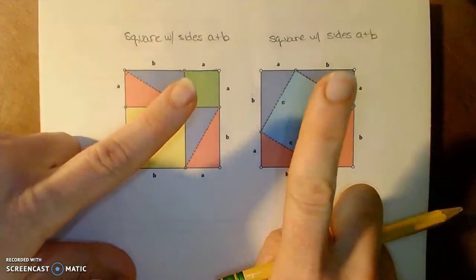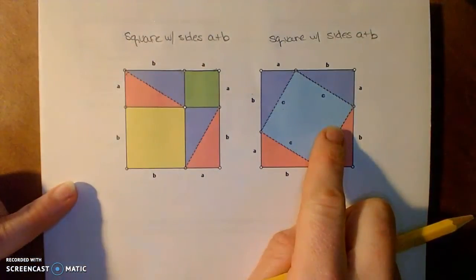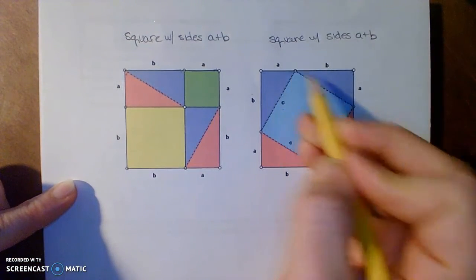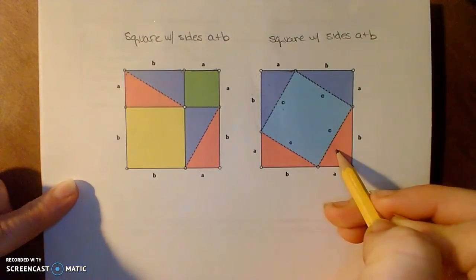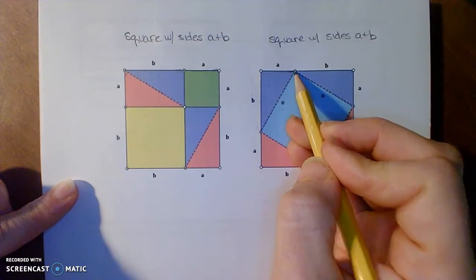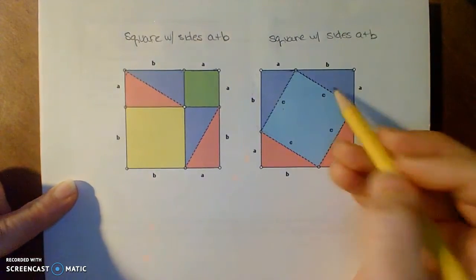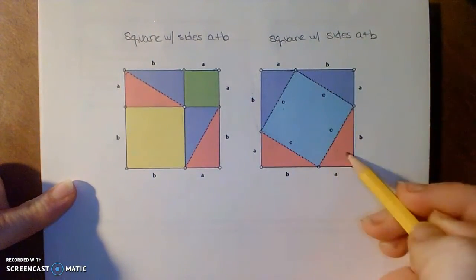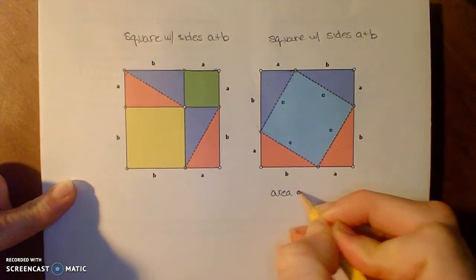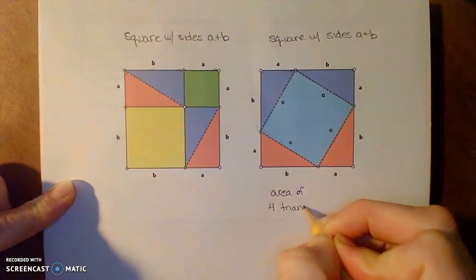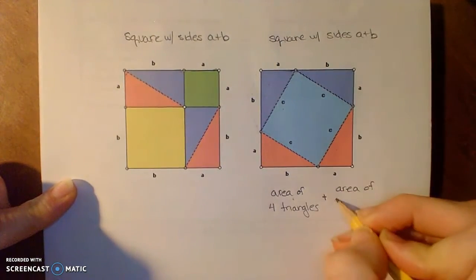So these are two squares with exactly the same area, but they're arranged a little bit differently. This one is arranged so that the triangles with side lengths A and B are stacked in the corners, right? And the square with side length C is exactly in the middle here. And so here you can imagine that the area of the large square can be broken down into the area of the four triangles plus the area of the middle square.